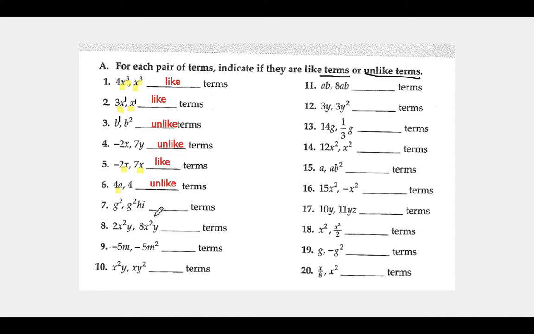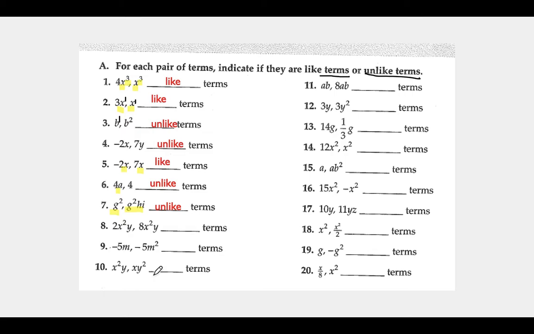Okay. Number 7, I have two terms. My first term is g to the second power. My second term is g squared, or g to the second power times h times i. These are two terms. They are considered as unlike terms because if you look at my first term, I only have the variable g. If you look at my second term, I have the variables g, h, and i.